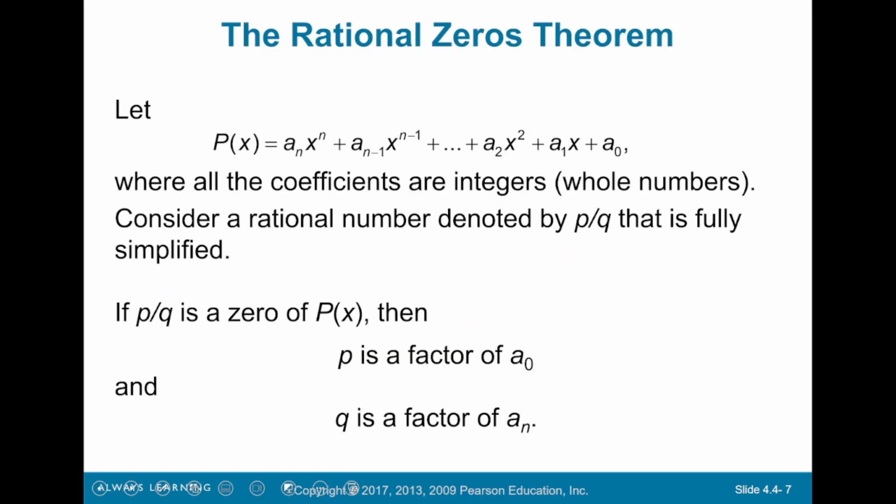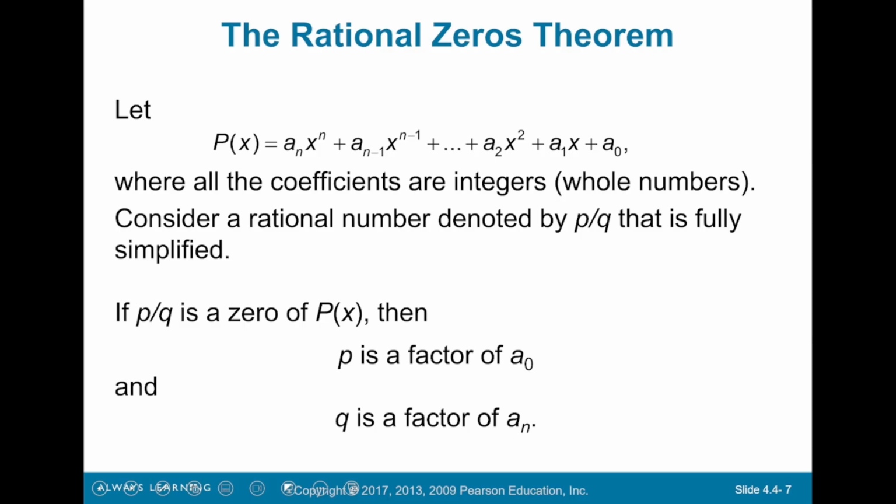Now let's look at the rational zeros theorem. Here we're going to assume we have our standard form on our polynomial, where we have the exponents in decreasing order all the way down to our constant term. Let's suppose that all of the coefficients are also whole numbers. So we are going to consider a rational number denoted by p divided by q that is fully simplified. Assume p over q is fully simplified. You can't reduce it anymore.